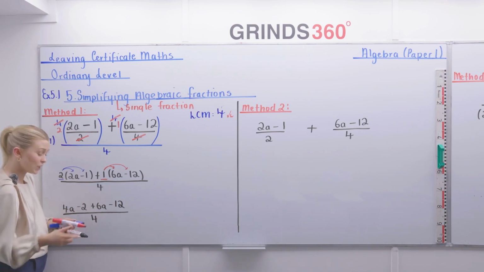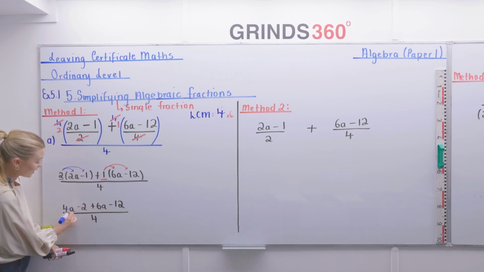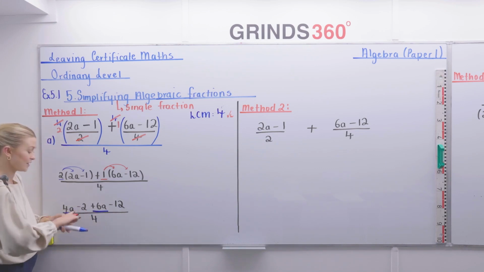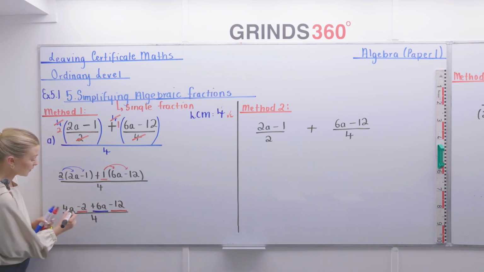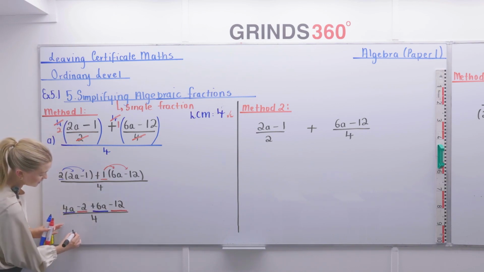Final step, usually, maybe not here, we add up our like terms. We have 4a and plus 6a. We have minus 2 and we have minus 12. So here we have 4a plus 6a is going to leave me with 10a.